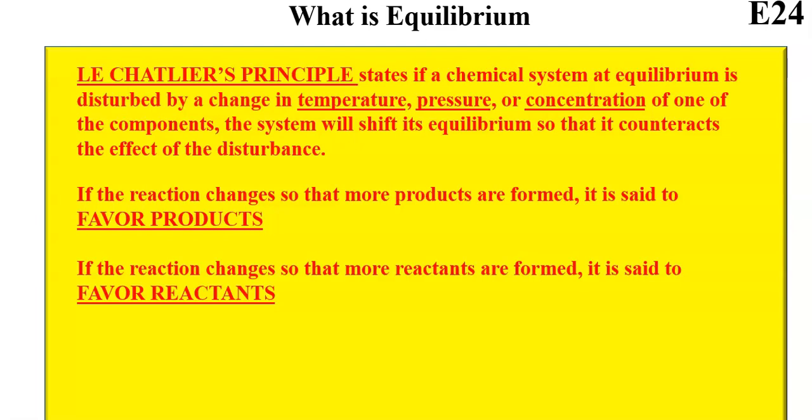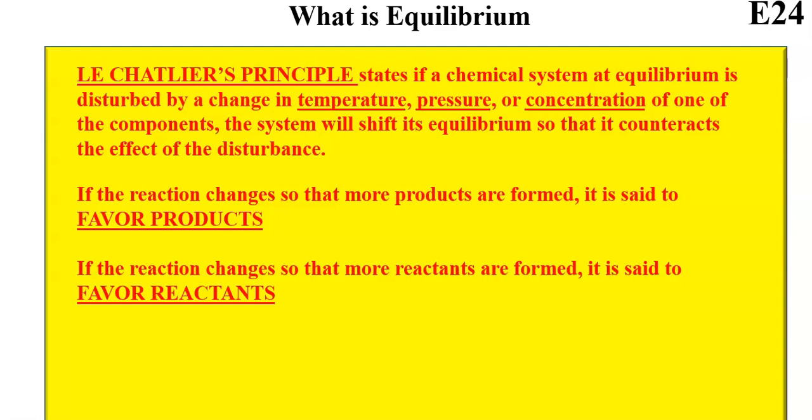Okay, finally, we're going to talk about Le Chatelier's principle. Le Chatelier's principle states that if a chemical system at equilibrium is disturbed by a change in either temperature, pressure, or concentration, in other words, you do something to throw it out of equilibrium, the system will shift its equilibrium so that it counteracts, that means works against, the effect of the disturbance. So it wants to put itself back in equilibrium, so it's in balance again.